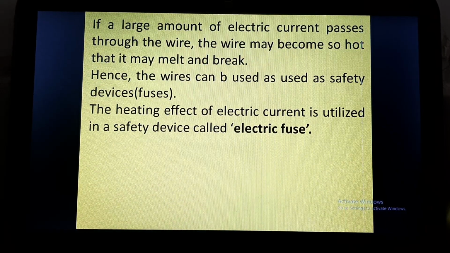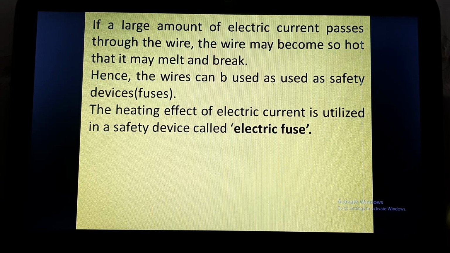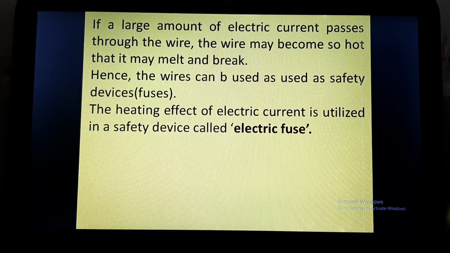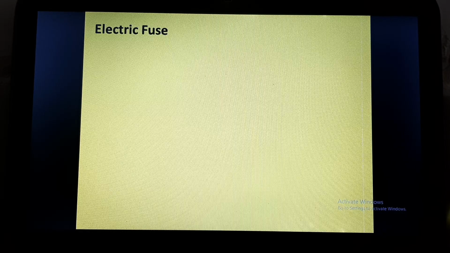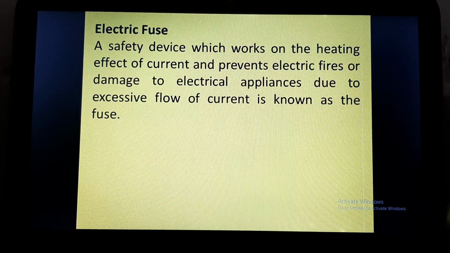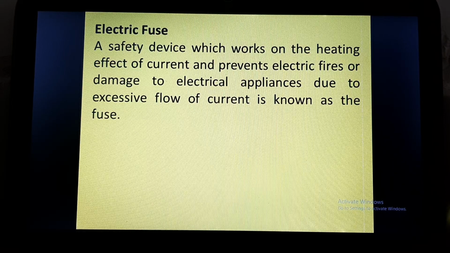Electric fuse, you must have heard that the bulb has fused or the wiring is fused. So the heating effect of electric current is utilized in a safety device which is called an electric fuse. So let us study what an electric fuse is. A fuse is a safety device which works on the heating effect of current and prevents electric fires or damage to electrical appliances due to excessive flow of current, and it is known as an electrical fuse.